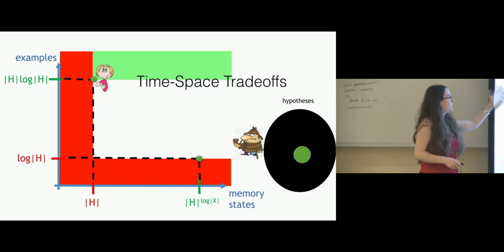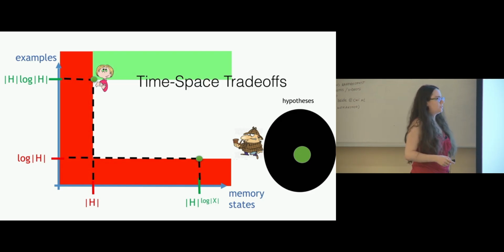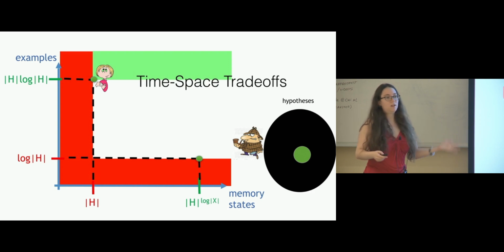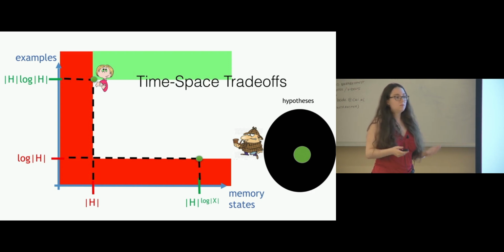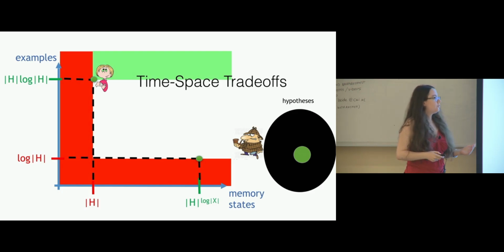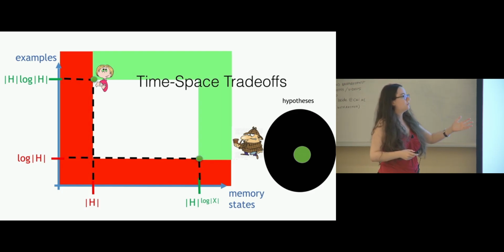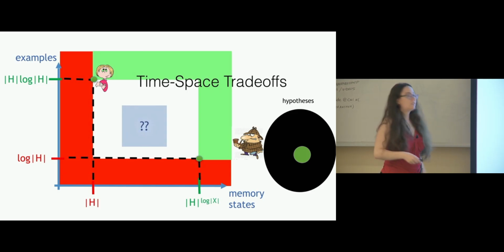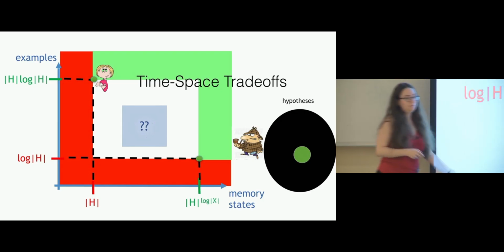So this algorithm is great. It uses at most log |H| examples. But the number of memory states that it uses is quite high, because it basically needs to remember all the examples that it's seen so far. And of course, if we have more memory states, this can be done. The immediate question is, what's going on in here, in this white square?